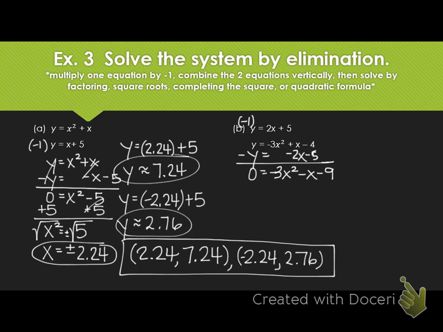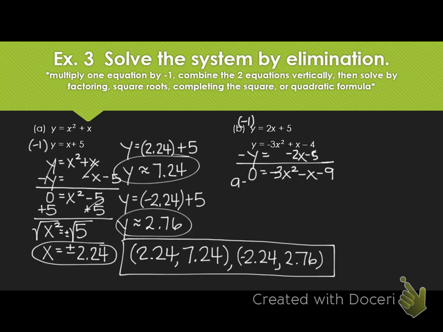Could we complete the square on this one? Yes, but again, the leading coefficient is a -3, which means we're going to have to move the 9, then divide everything by -3, and it gets more complicated. So that leads us to the quadratic formula. Could we do the quadratic formula on this one? Always. The quadratic formula will always work. So when in doubt, use the quadratic formula.